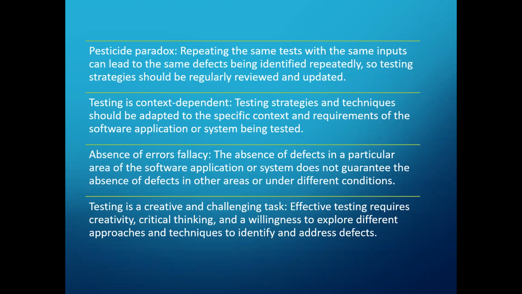So next is absence of error fallacy. The absence of defects in a particular area of the software application or system does not guarantee the absence of defects in other areas or under different conditions. Absence of error fallacy says there are certain defects which would remain uncovered. If you don't find that defect, it may hide another defect.